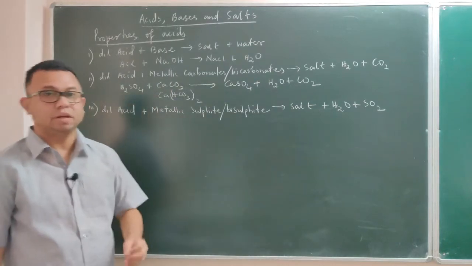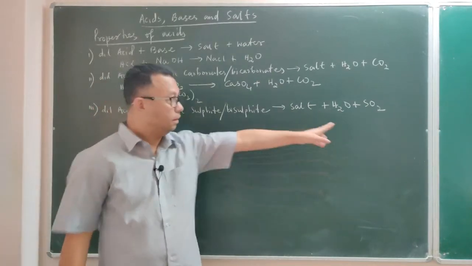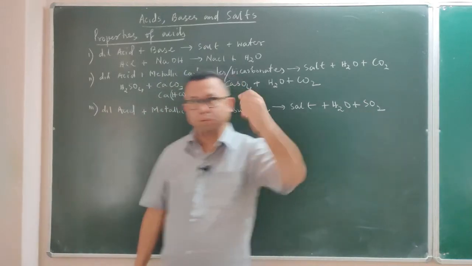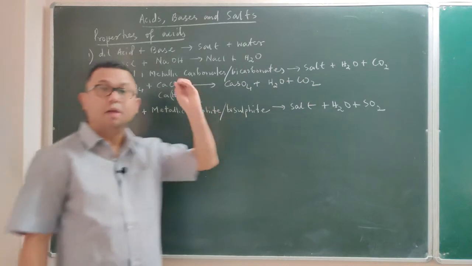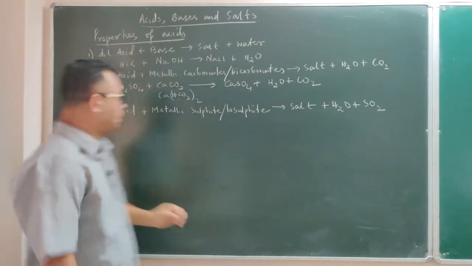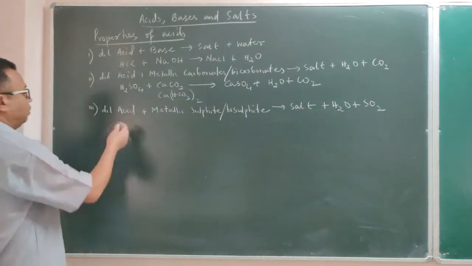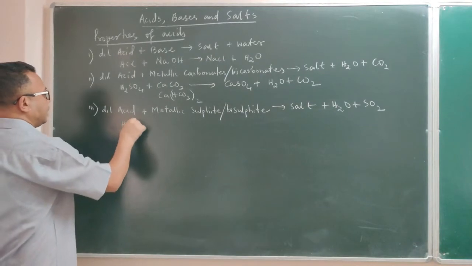Sulfur dioxide actually turns potassium dichromate solution green. This gas, when you are passing through potassium dichromate solution, it will be turned green. So sulfur dioxide is tested with potassium dichromate solution. Alright, now let me write one reaction then. Okay, let me take a nitric acid here.